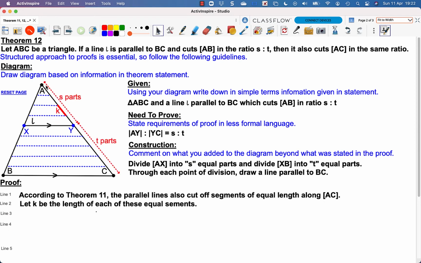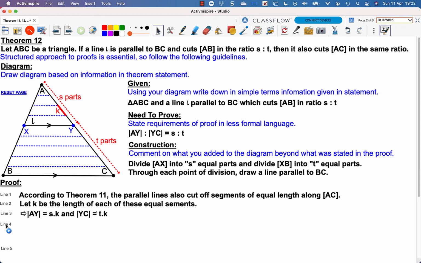Well, we already know that there are S parts on this section and T parts on the section from Y to C. So we now know the total length. The total length of this section is S times k. And the total length of this section here, well, if each bit is worth k and there's T of them, then the total length of this section is Tk. So we've now got AY is S lots of k and YC is T lots of k. Feel free to pause the video, go back over and think about what I've said.